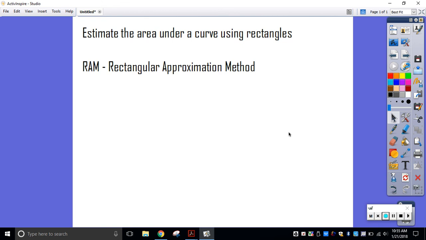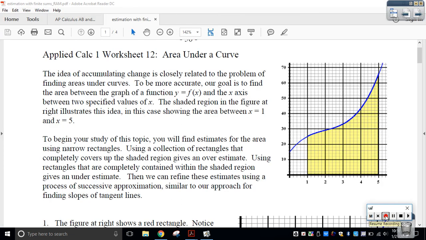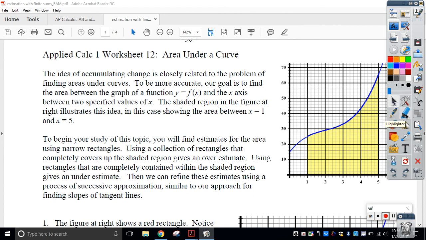Derivatives are related to slope of a curve, and integrals are related to the area under the curve. And so eventually this will become a limit, and then that will become the integral. So just a heads up of where this is headed. If you're watching this video, you should have already worked through this activity I gave you in class, and I just want to kind of highlight some key points that are really important here.